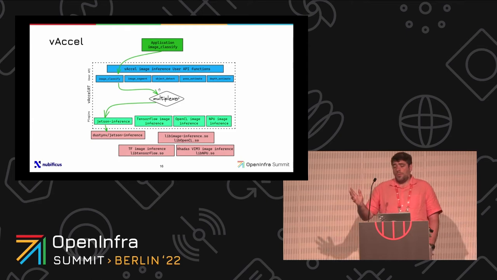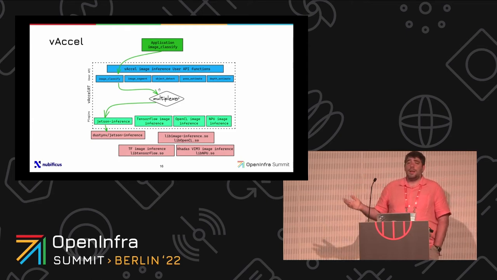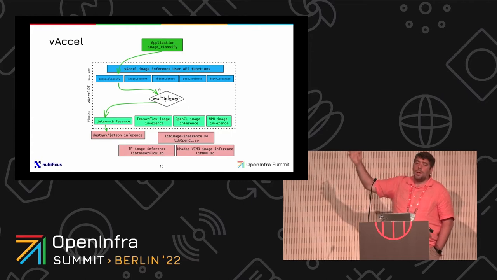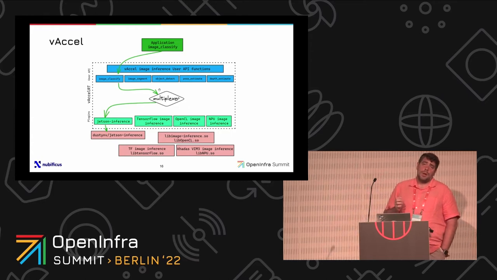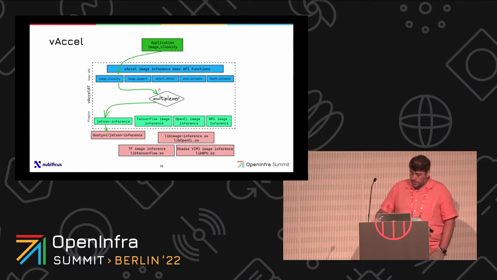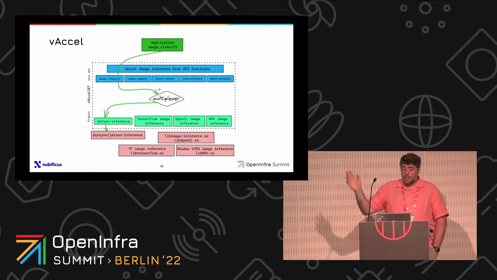For an application that calls this image classify API call of vAccel, the first thing is that it reaches the user API, it goes into the multiplexer, and depending on what the user has chosen or what can be chosen at runtime, it selects the current plugin, which is the Jetson inference plugin, and this plugin calls the actual hardware implementation, the Jetson inference implementation for the image classify function.